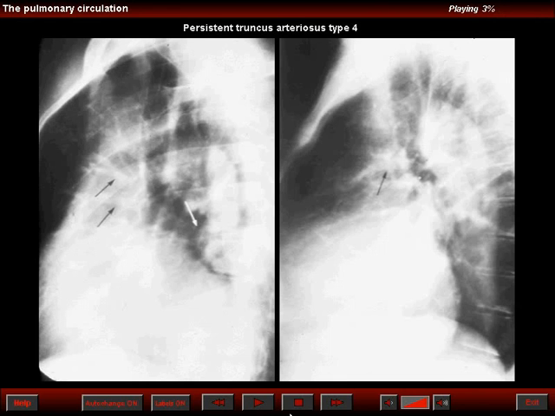The vessels that we see are the opacified systemic arteries that arise from the proximal descending aorta. This is a lateral image of the patient with a persistent truncus arteriosus. Note that there are vessels that branch as if they were small pulmonary arteries. They actually represent enlarged bronchial arteries. And note that there is a large bronchial artery coming off the proximal descending aorta, as indicated with the white arrow.